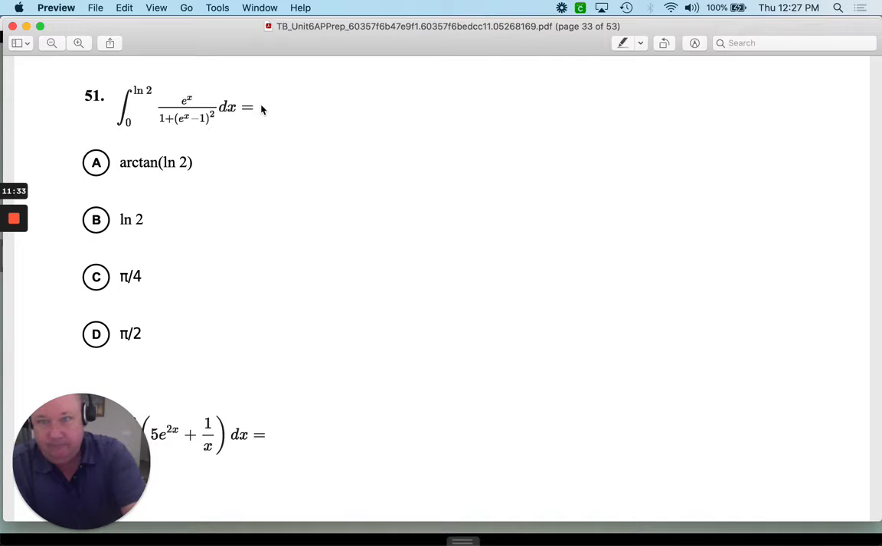U is the square root of this. Well, square root and square, they undo each other. That's e to the x subtract 1. And then the derivative of that is just e to the x. And it all matches.